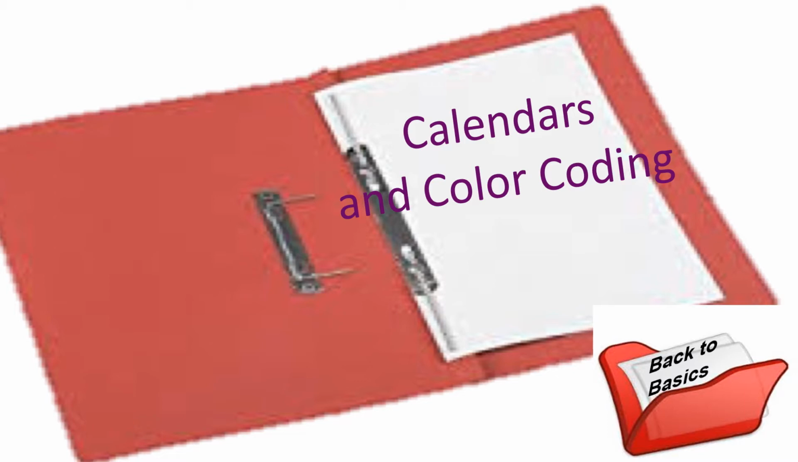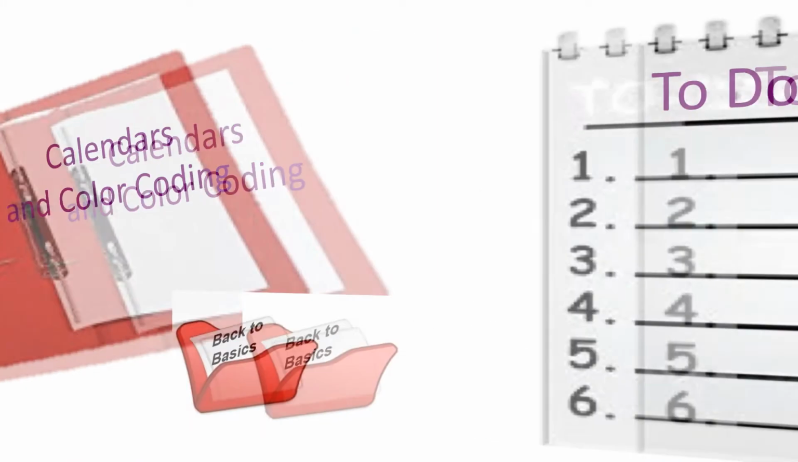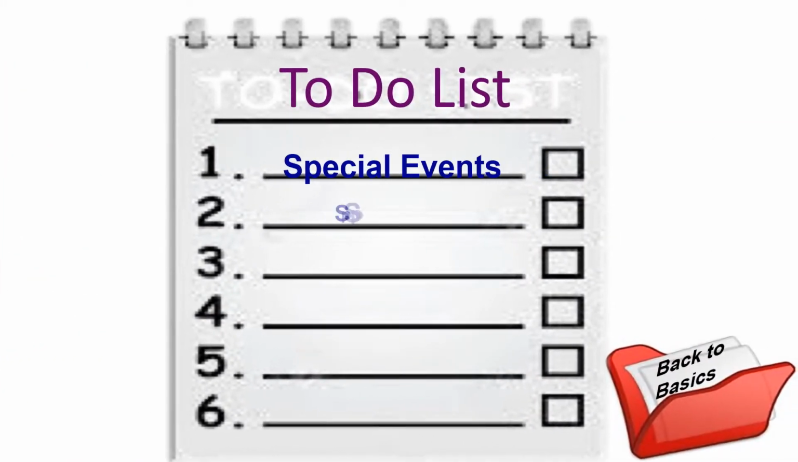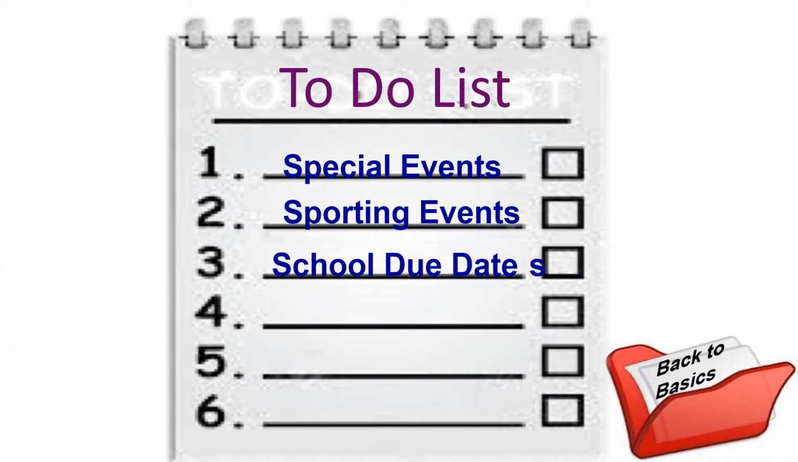First, you need to make a list of things you would averagely need to remember. For some, that might be school due dates, special events, sport events, and so on, depending on your personal schedule.